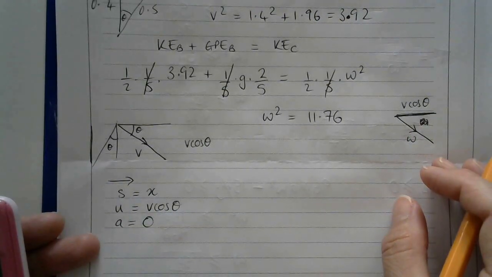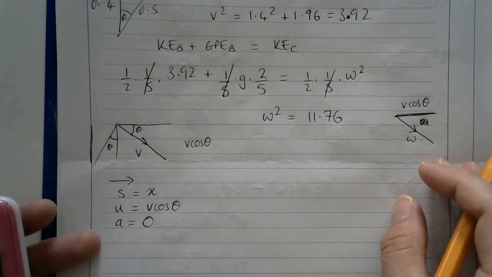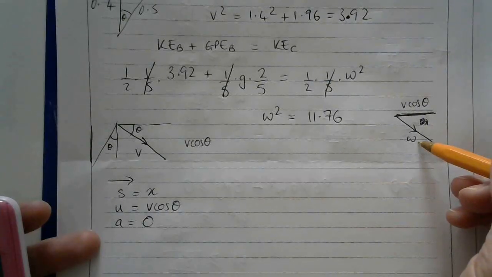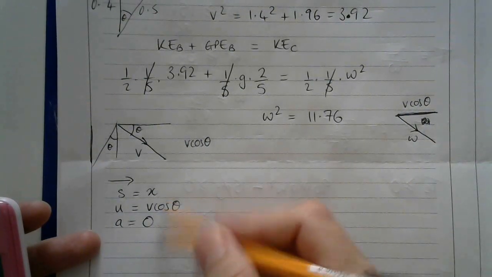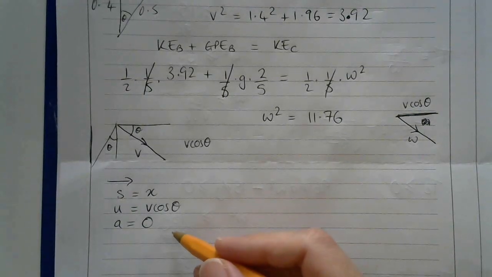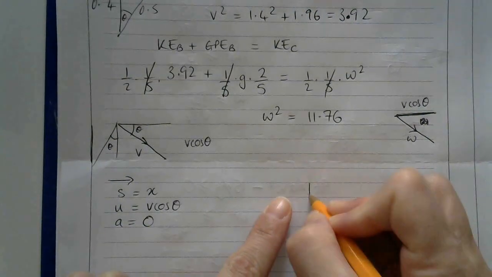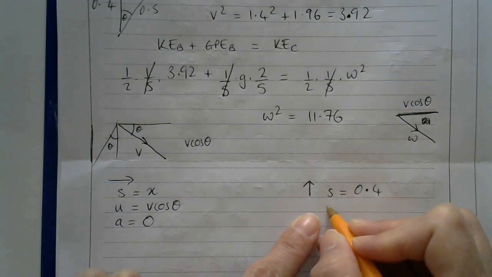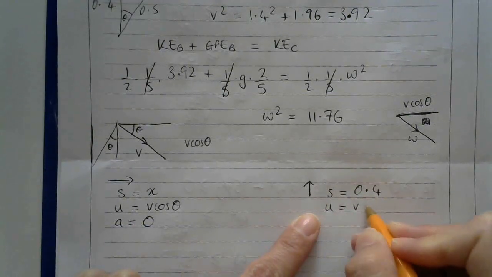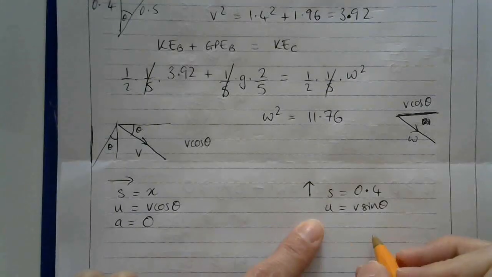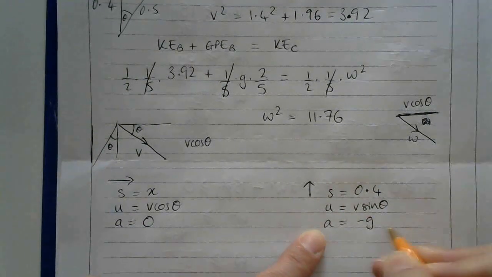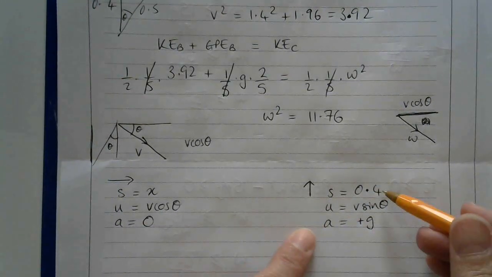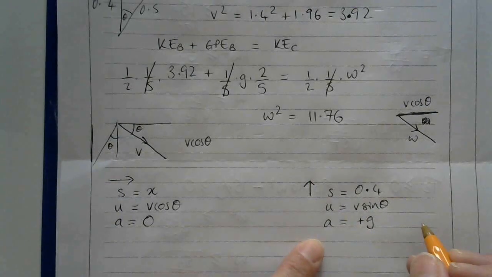So I could use the final speed. Well, I know the final speed is the same, and I know what W is, but here I'm missing a value, so I don't have enough information. But if I look vertically at what's happened, then I know that the distance is 0.4. I know that the initial velocity is v sine theta, so essentially I know that as well. I know that the acceleration is positive g, as I've defined down to be positive. And then I need one more thing.